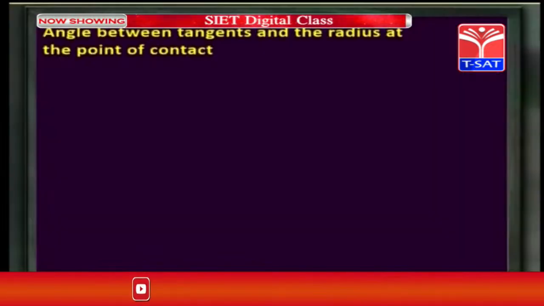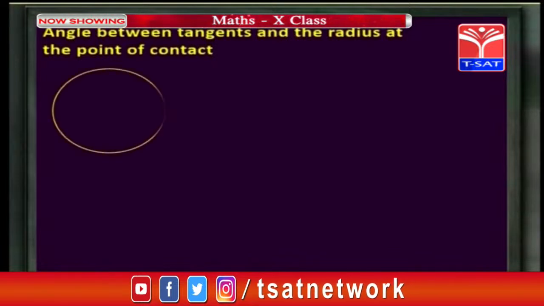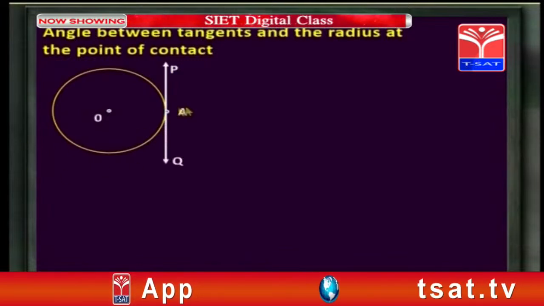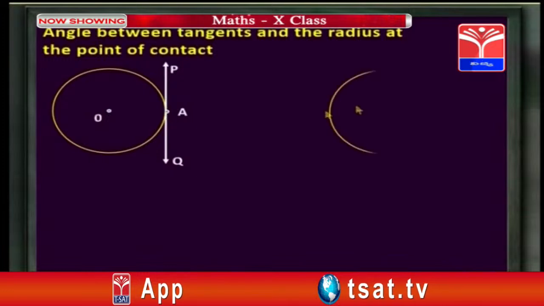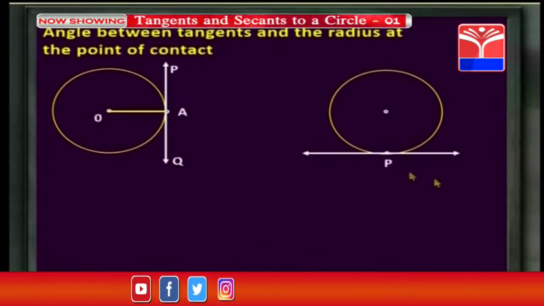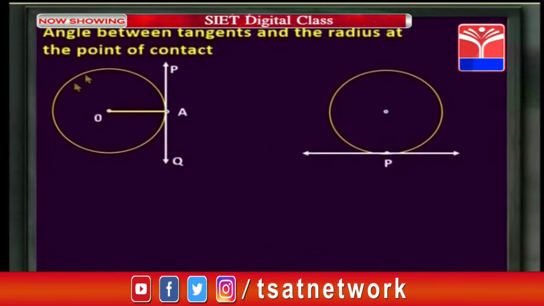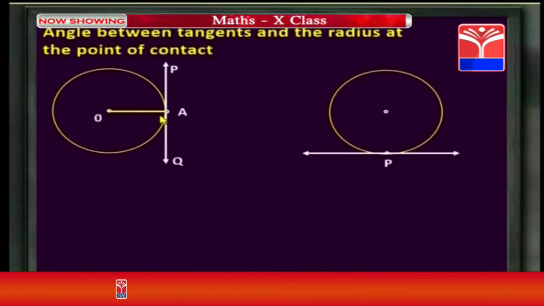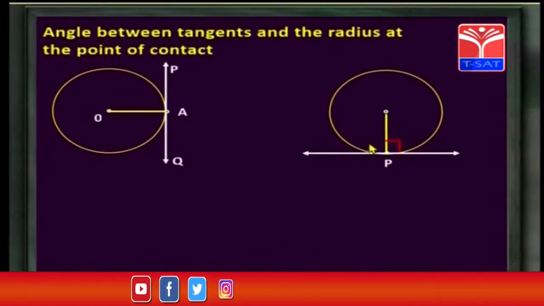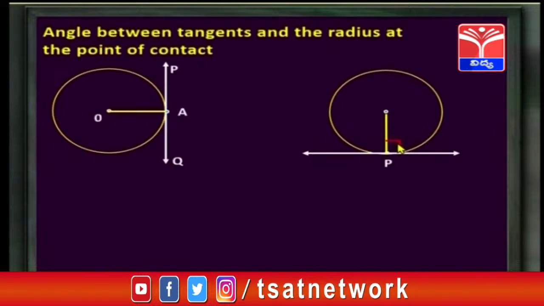Okay students, let us see the angle between the tangent and the radius at the point of contact. So this is the circle, this is the tangent, and A is the point of contact. And now another circle, the same, I can take a tangent. So OA is the radius. Now the relationship between the tangent and the radius: always the angle between the radius and the tangent is 90 degrees. So this is the 90 degrees. The angle between the radius and the tangent at the point of contact is always 90 degrees.